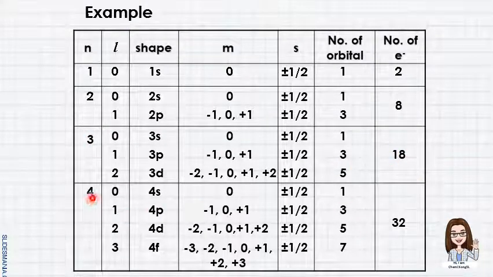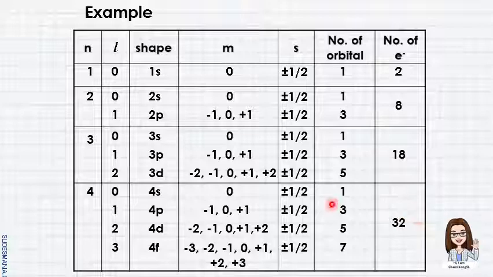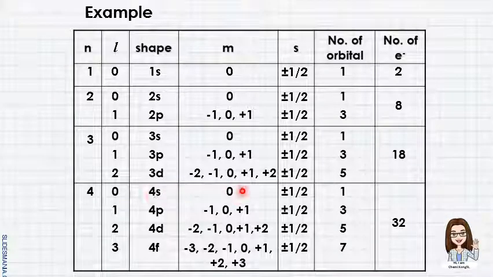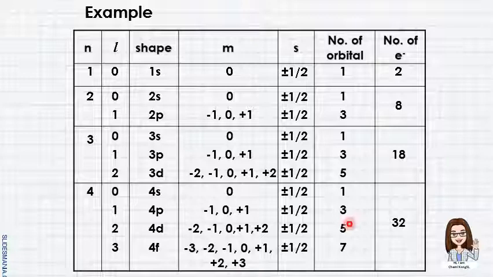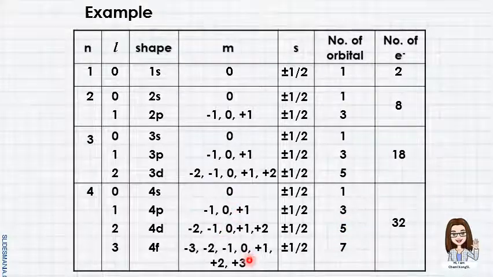How about this one? 4 squared is 16, 16 times 2, yes, 32. But you have to know why there are 32 electrons. The number of orbitals depends on the l value, and then we sum up the orbitals and multiply by 2. Here 1 orbital, 3 orbitals, 5 orbitals, and then 7 orbitals. Sum up, 16 orbitals times 2, gives 32 electrons.